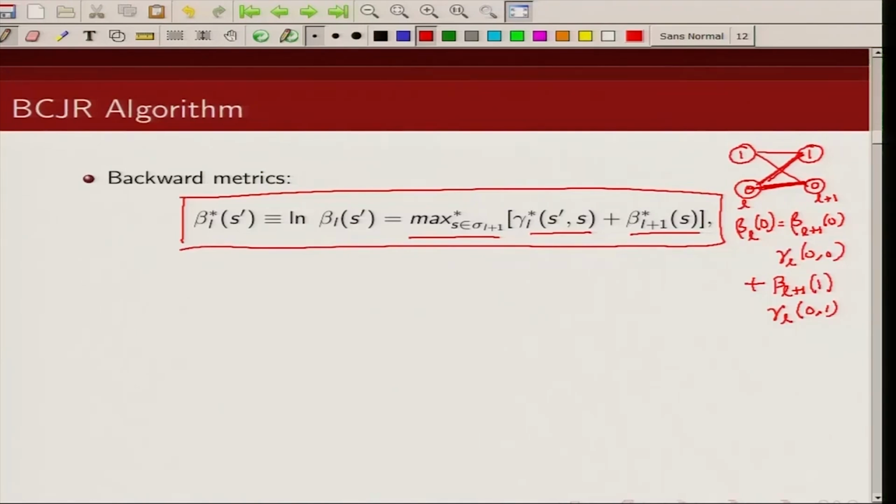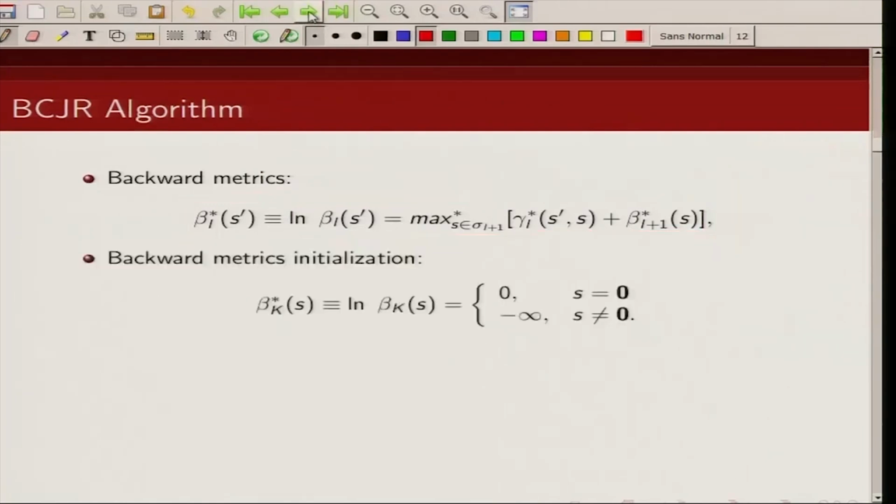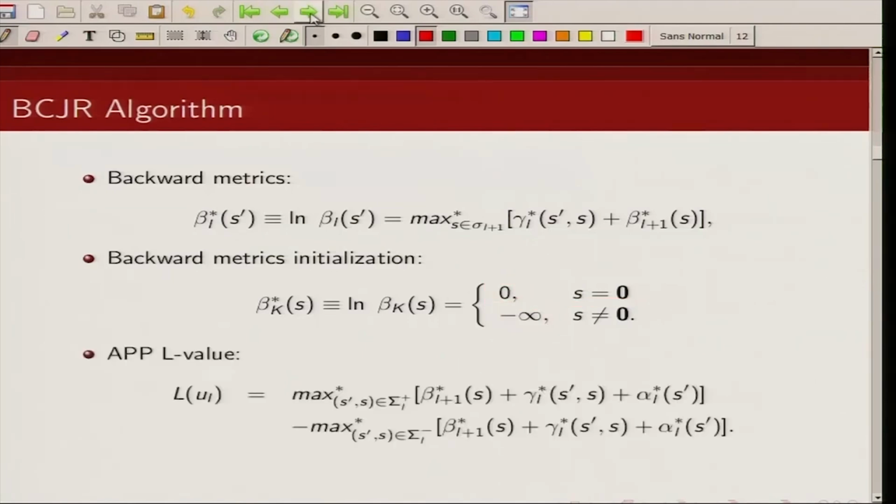We are just rewriting the expression in terms of log, so that our addition term here becomes the max star operator, and the product term here that you see becomes an addition term. And similar to alpha initialization, if we are terminating our convolutional encoder, then beta k at s equal to 0 will be 0, and for all other states it will be minus infinity. And of course, if we are not terminating it, then its probability of being in any state is basically the same.